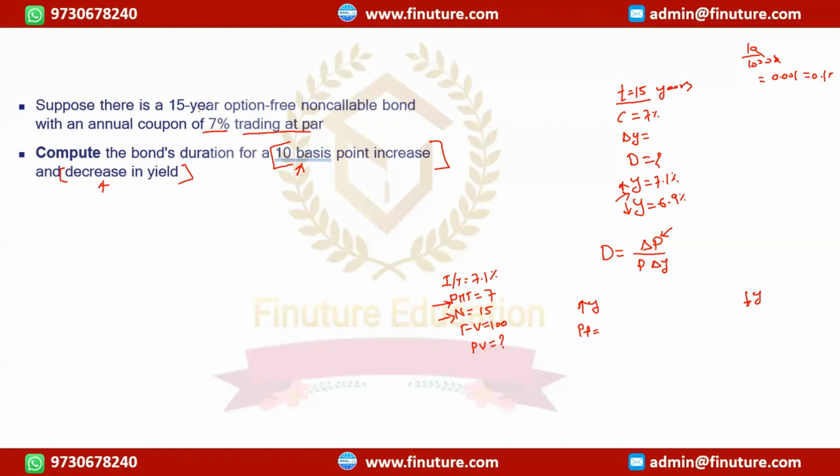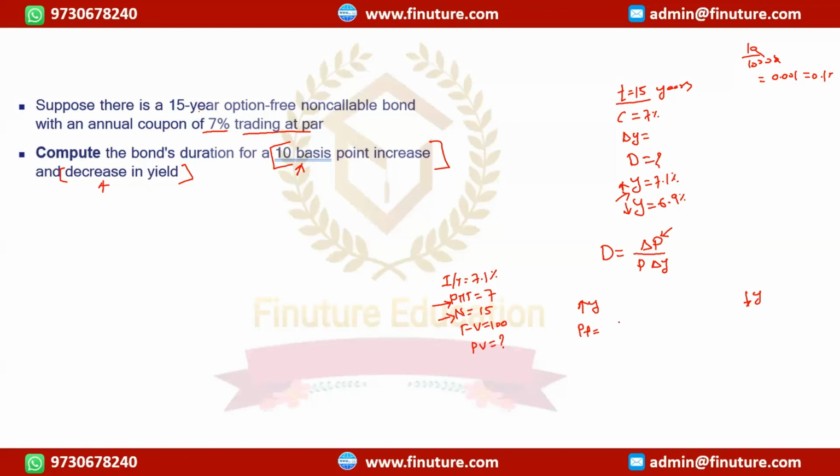Okay, yeah, let me just clear the time value, because I was doing some calculations earlier. So I/Y is 7.1%. Okay, 7.1%. And then the payment is 7, positive 7. Okay, that's fine. N is 15, and then future value is 100, and then you want the present value.